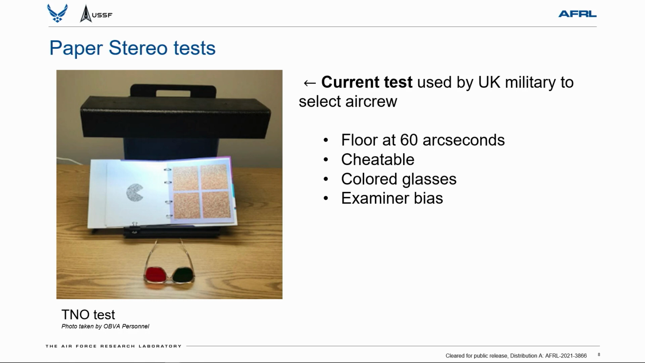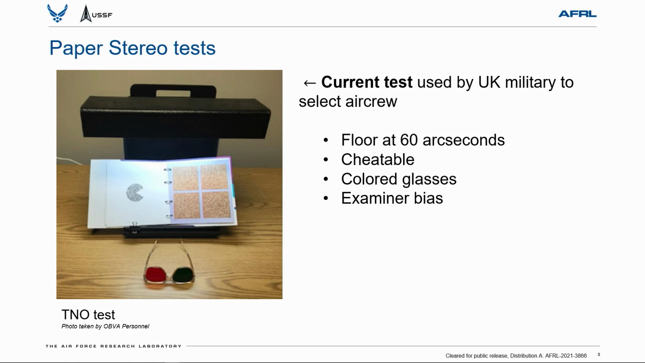It's cheatable. There is one booklet. If I really, really want to be a pilot and I'm really motivated, I can buy a booklet on eBay and memorize the answers. And I'm telling you right here, right now, pilots do that, okay? They want to be a jet pilot, ain't no one standing in their way. Okay, so it's cheatable. It has a floor at 60 arc seconds. So the best stereo acuity I can measure is 60 arc seconds. So it's only got 4 levels: 480, 240, 120, and 60 arc seconds. So I'm only ever going to be able to lump you into those 4 categories.